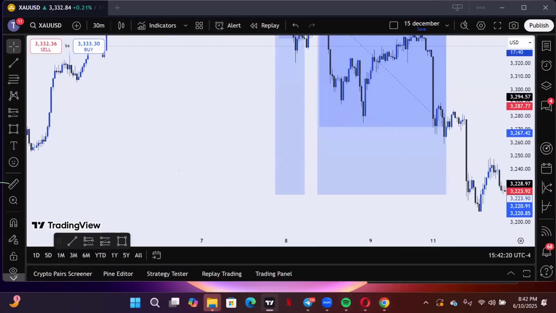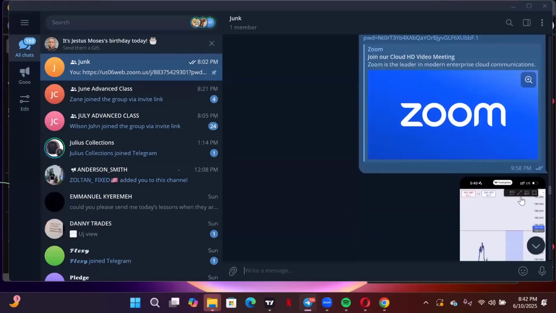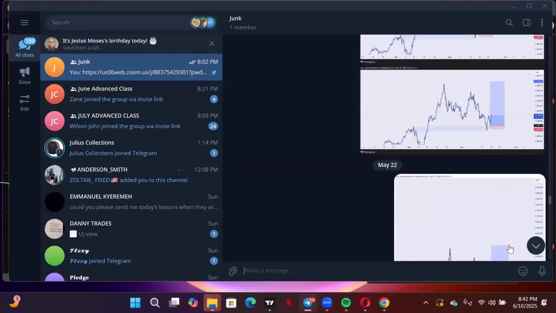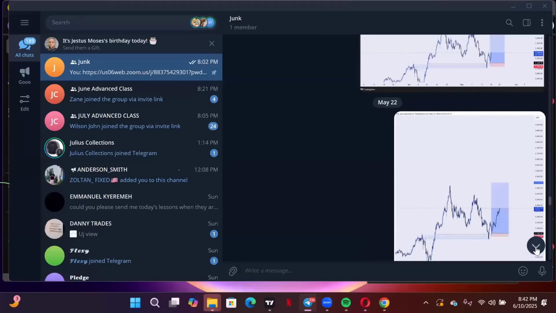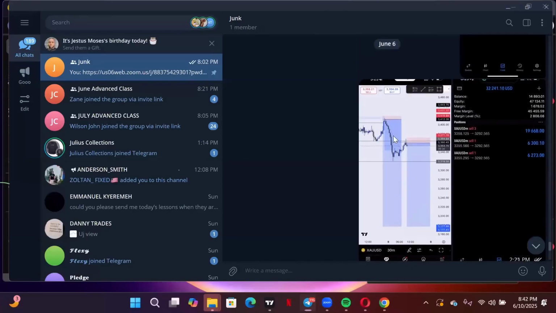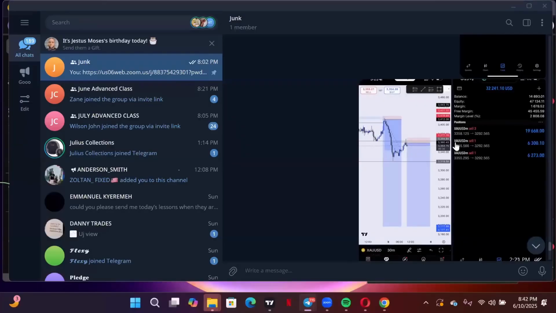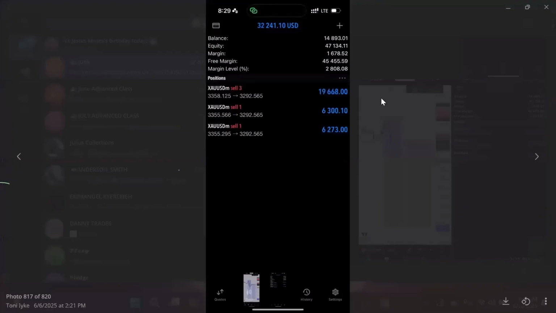Second one, the same thing. First entry, I already showed it. The second entry is this breaker block here. I entered later, after the market hit the end, but it's the same thing. So this was the same trade. This was the trade right here.